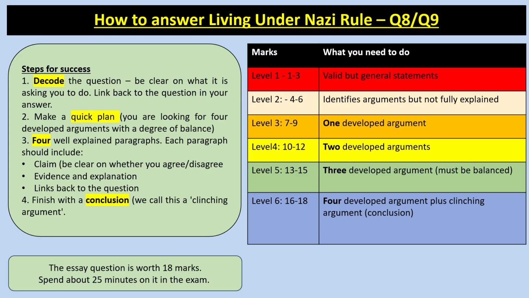Each paragraph should include a claim, so be really clear on whether you agree or disagree. You need that really good evidence and explanation, and then linking back to the question at the end of each paragraph. If you've got time, finish with a conclusion, which we call a clinching argument.